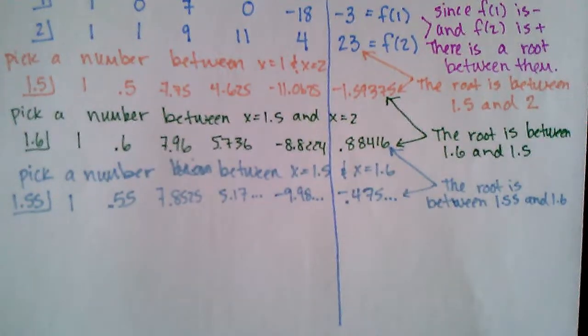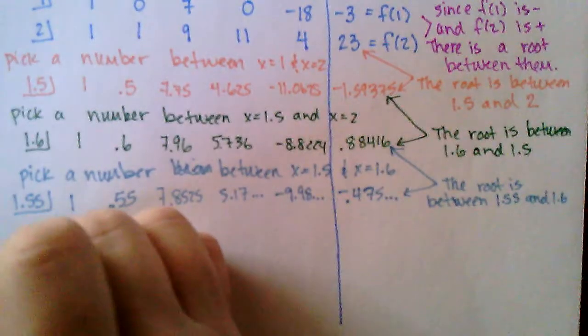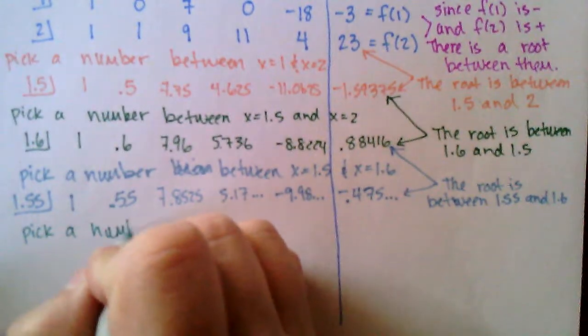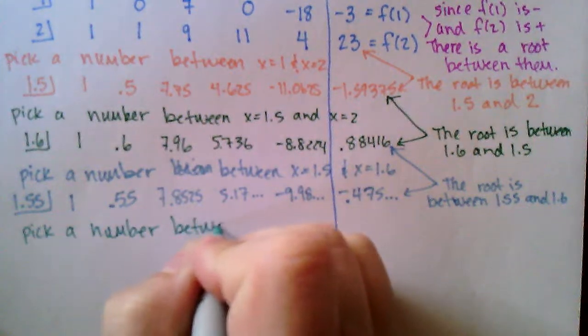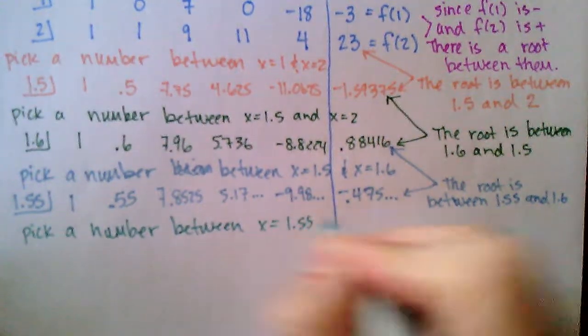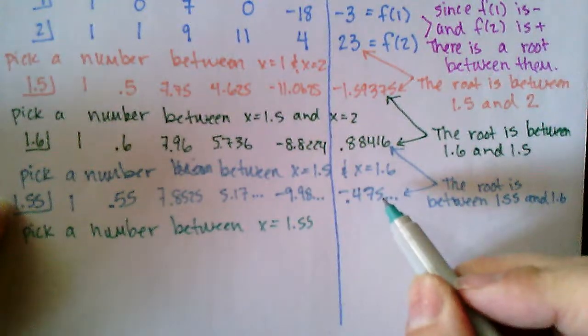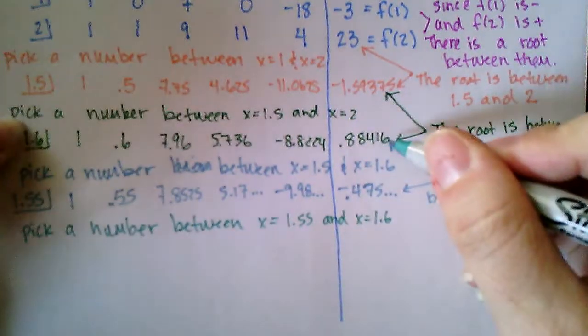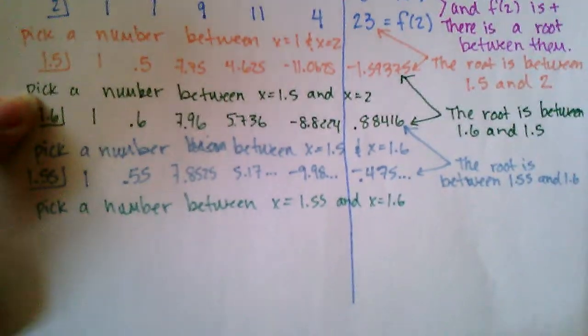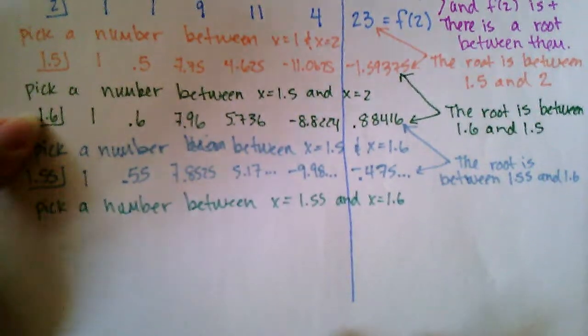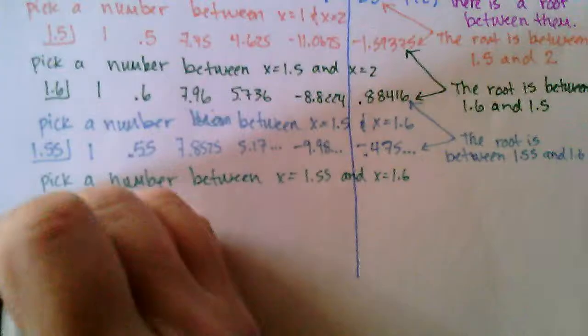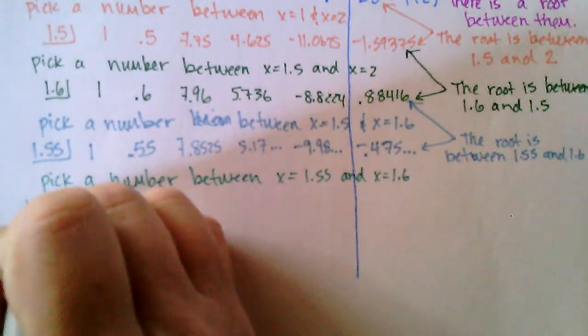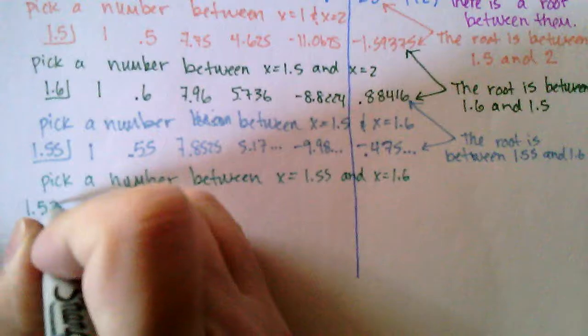So I need to pick a number between 1.55 and 1.6. Between x equals 1.55 because the y value was negative, which means it's below the axis, and x equals 1.6 because the y value was positive, which means it's above the axis. So somewhere in between 1.55 and 1.6, that's where my function crosses. So maybe I'll pick 1.57.